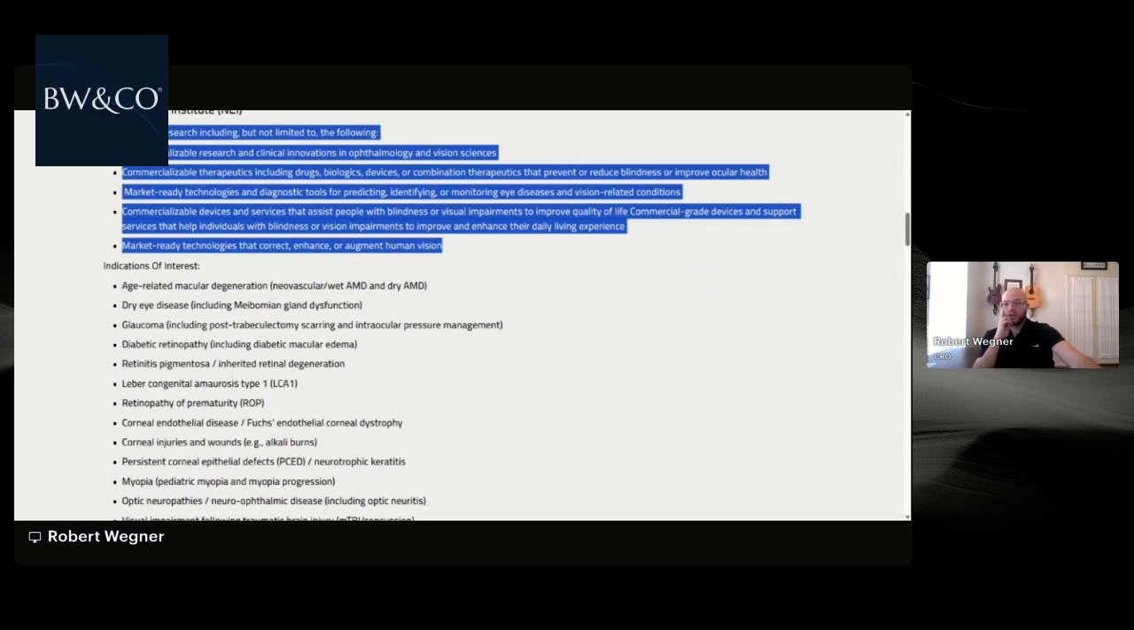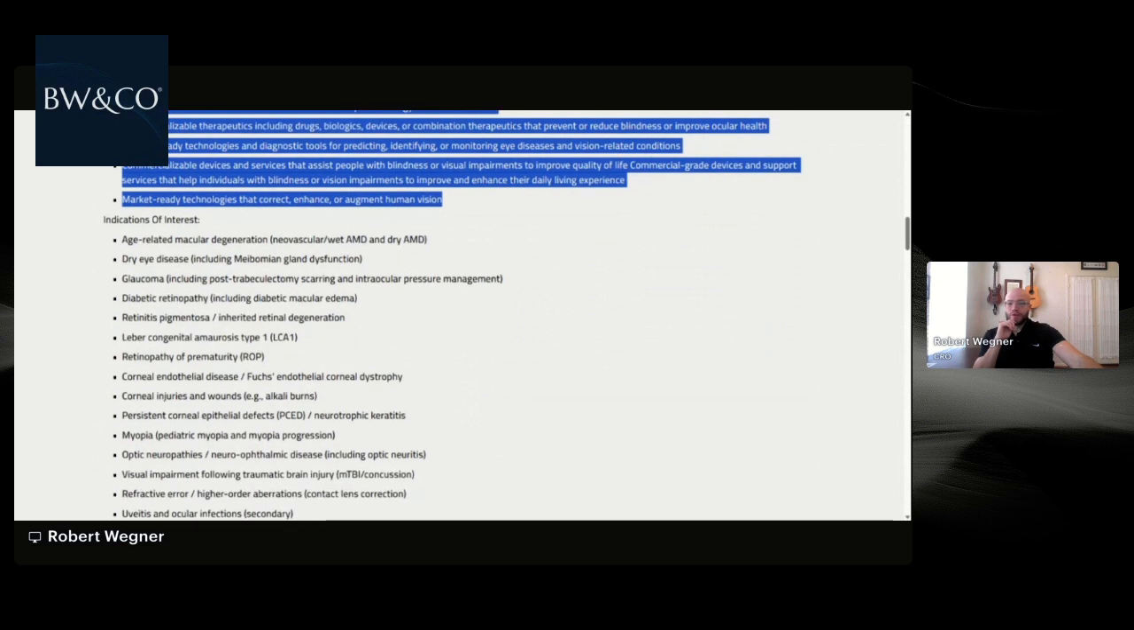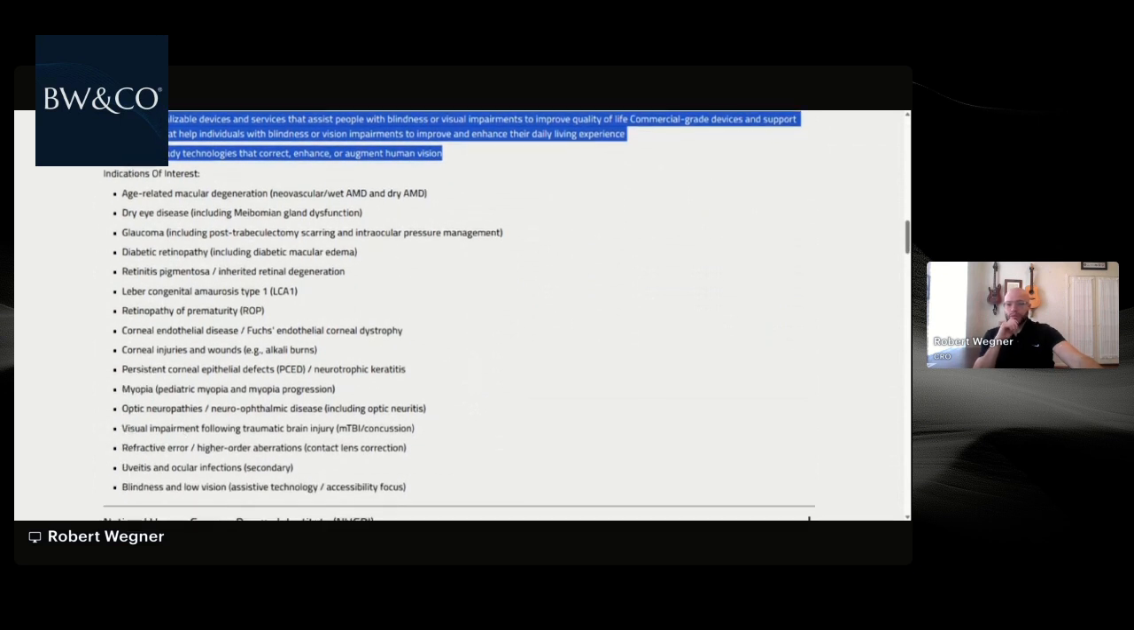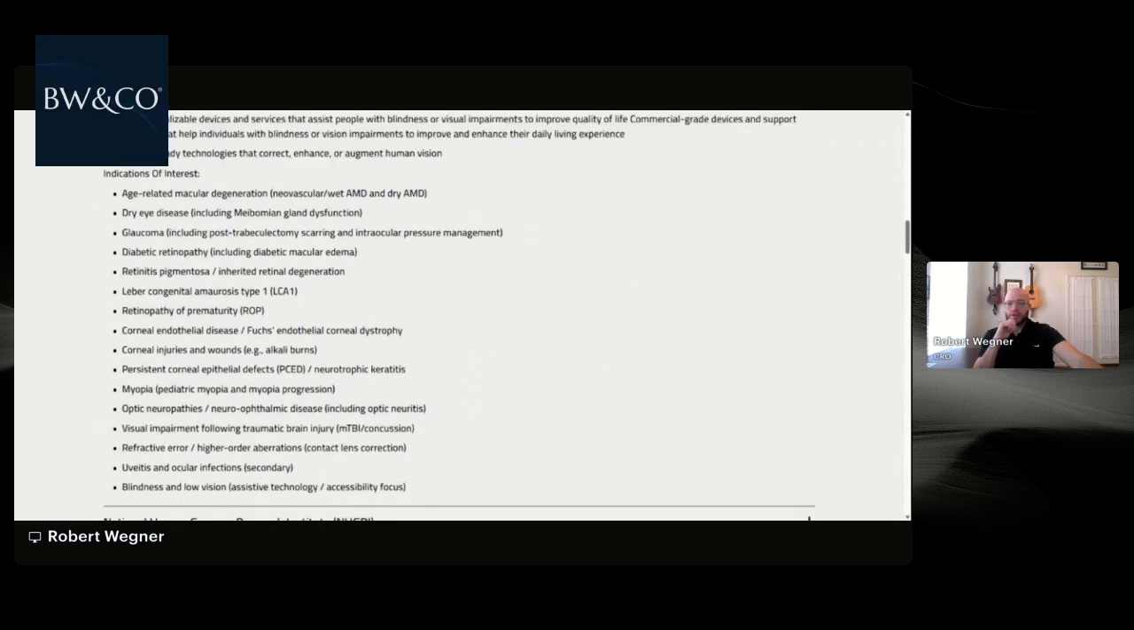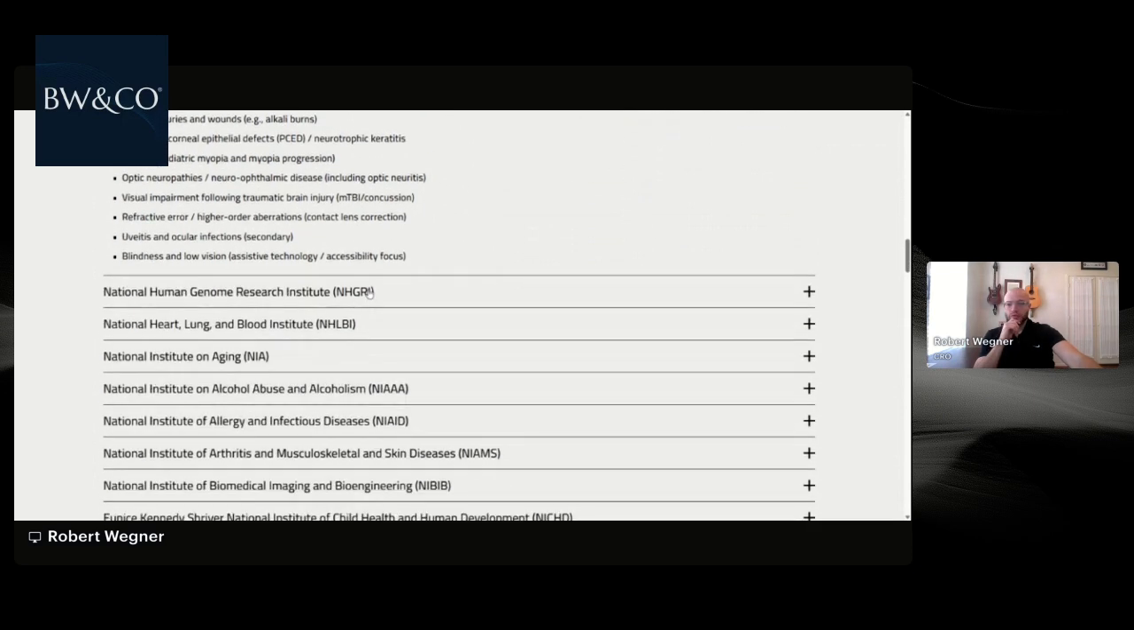addressing these particular indications. So if you're in age-related macular degeneration, diabetic retinopathy, glaucoma, and a few other of these, myopia, then these are all going to be areas of focus that you can pursue and pursue funding for.